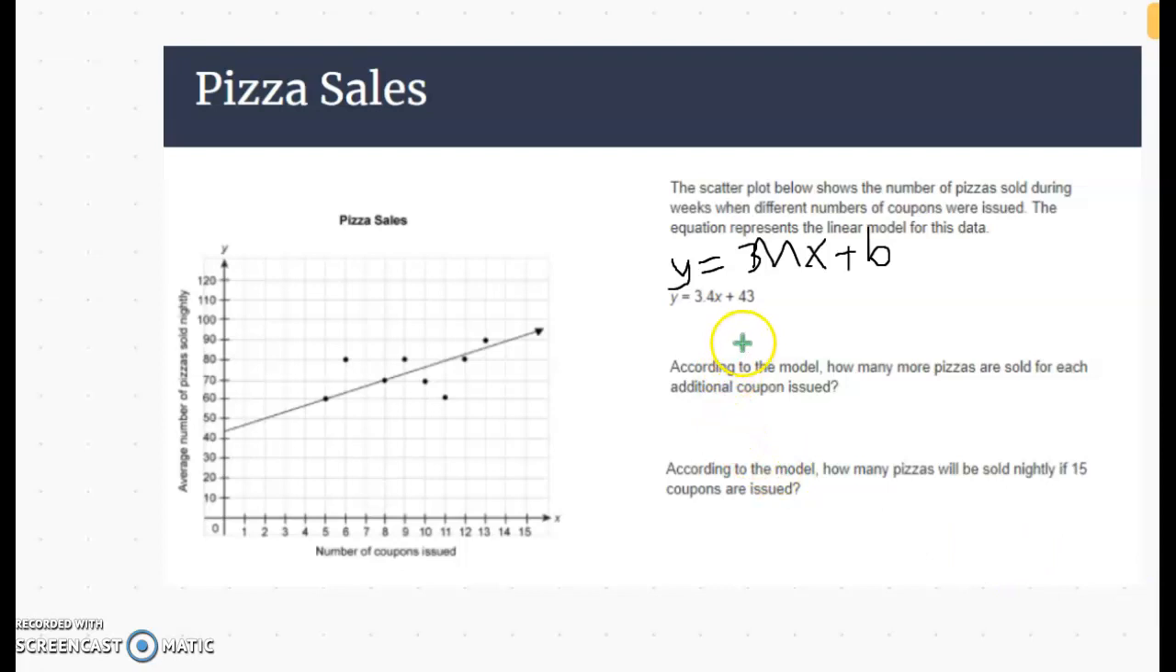According to the model, how many pizzas are sold for each additional coupon issued? So x is the number of coupons. For every one coupon, 3.4 pizzas are sold.